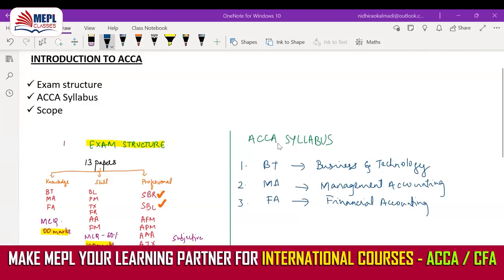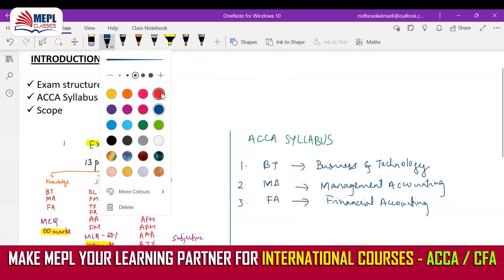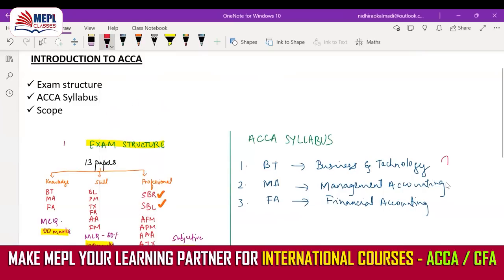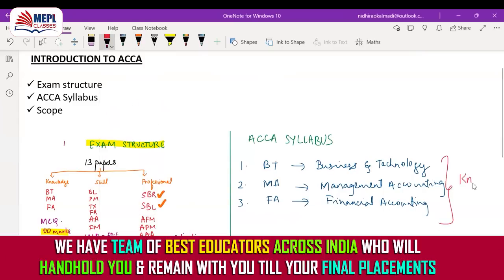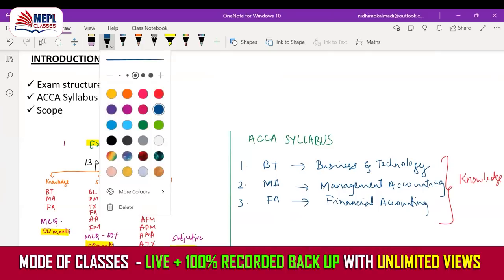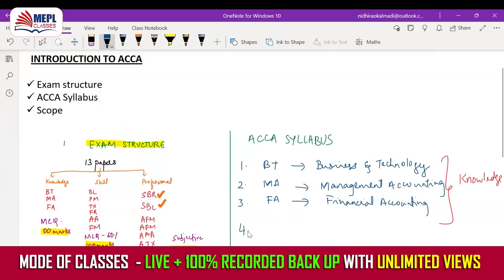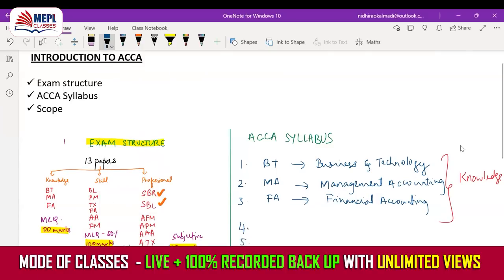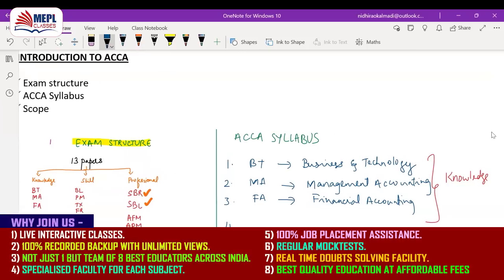Moving on to your 4th paper. Now this was your skills level. This was your knowledge level, correct? Which is your first level. Now the next level, which is your skills level. Here we're going to discuss, as I told you, there's going to be 6 papers here.